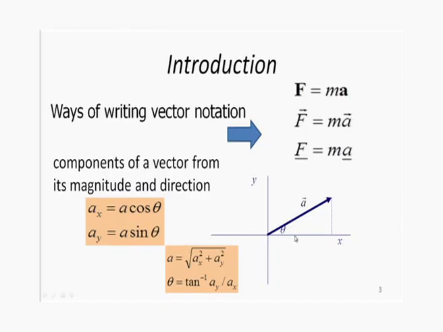Now we see our conventional method of putting the vector notation. In this, the ways of writing vector notation, we will see F is equal to m a is written here. They are capitals A and F, they are the vectors. Now here this is a vector, it makes an angle theta with the x axis. So the x component of this vector, Ax, is equal to A cos theta, and the y component, Ay, is equal to A sin theta.